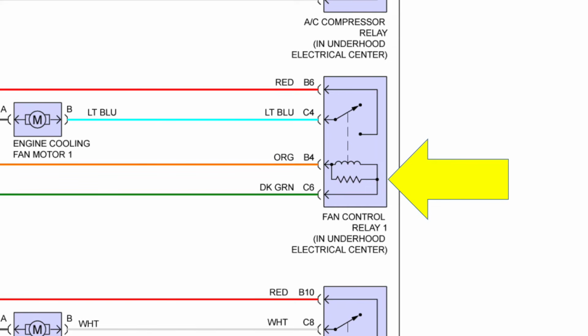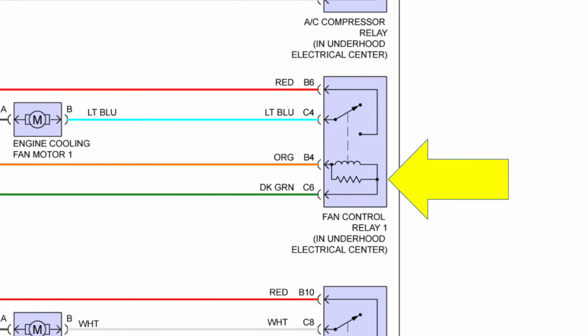Now we have to go back and look at the control circuit of the relay. What causes the relay to be turned on and off? The diagram tells us how. Inside this relay is a coil with a diode wired in parallel.